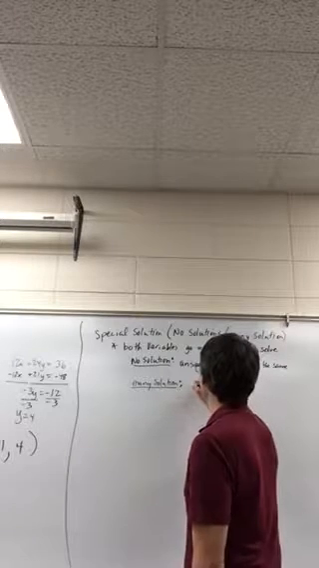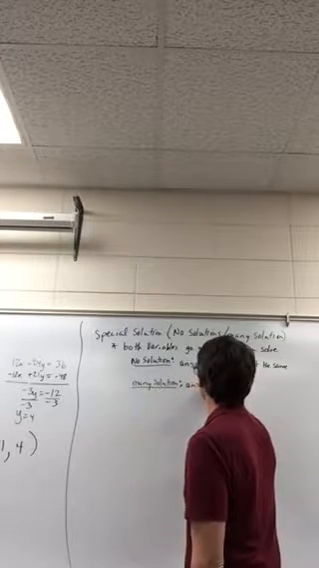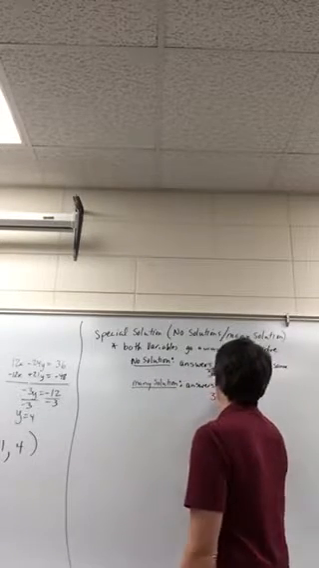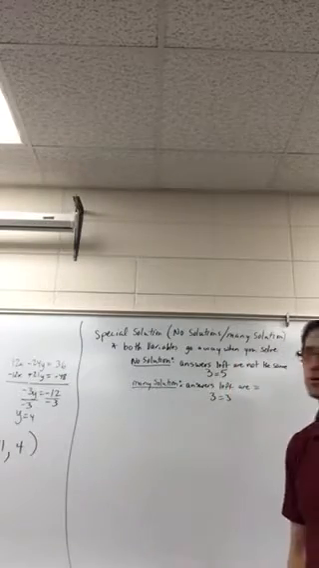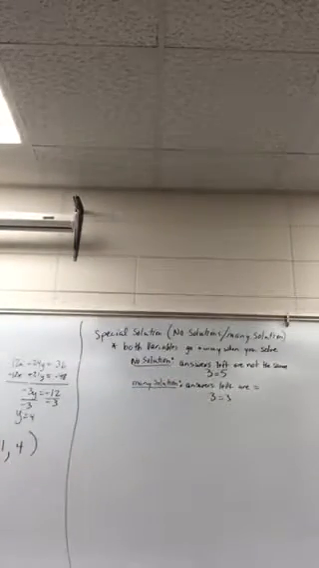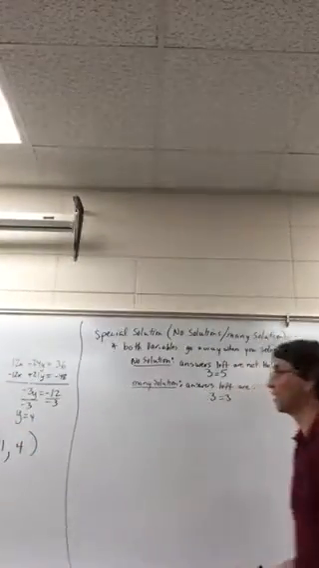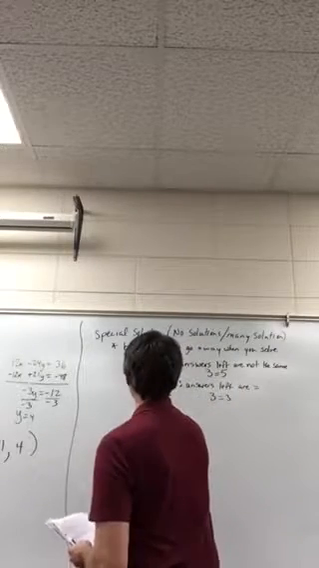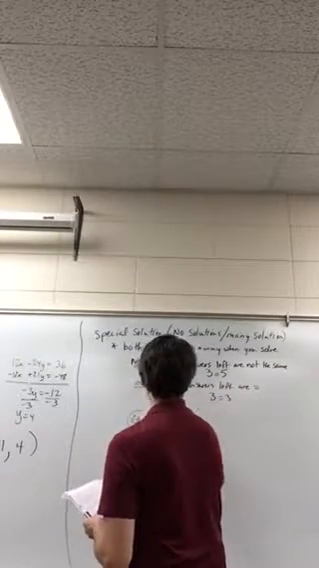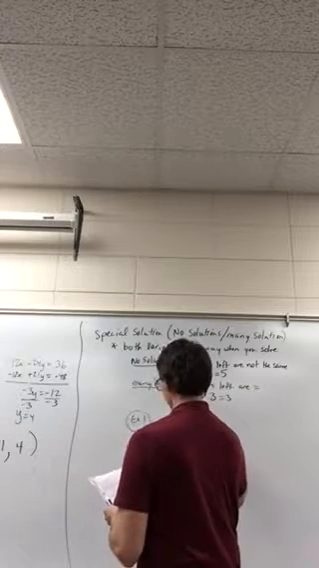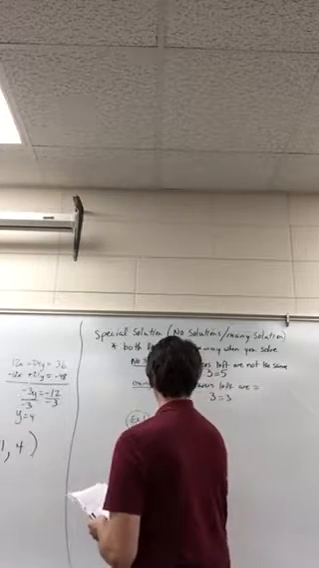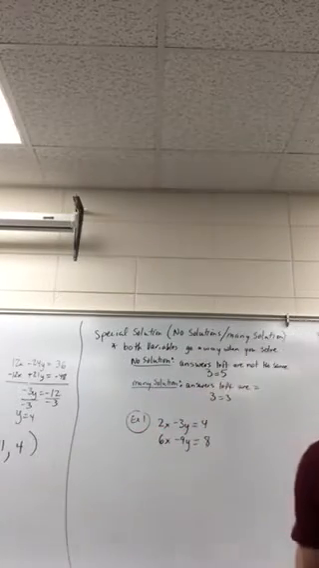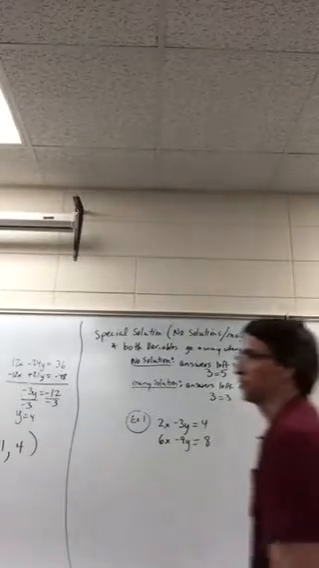What happens here is the answers left are equal. So they could be 3 equals 3, it could be 0 equals 0. But you're going to end up with something where the two variables go away and the numbers left are the same numbers on both sides. So an example of one of these would be if I had 2x minus 3y equals 4 and 6x minus 9y equals 8. So these are our two equations that we're going to use to do this.